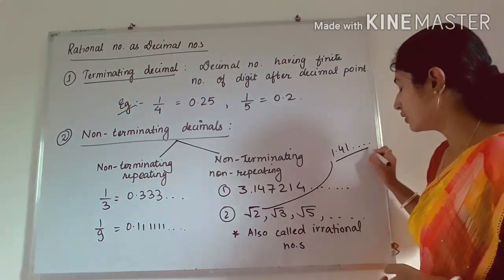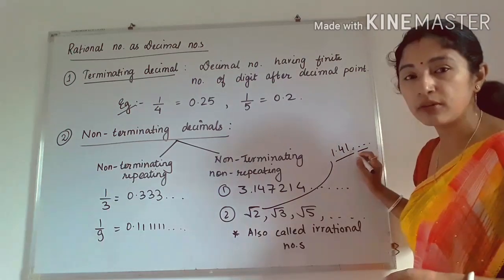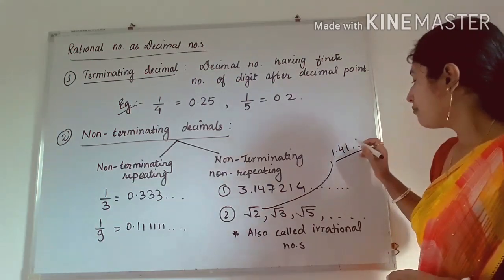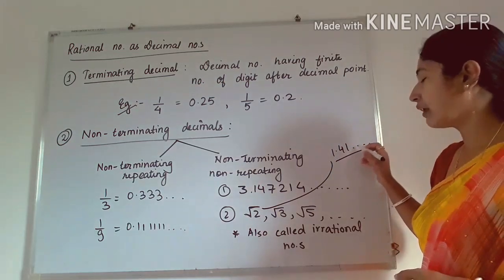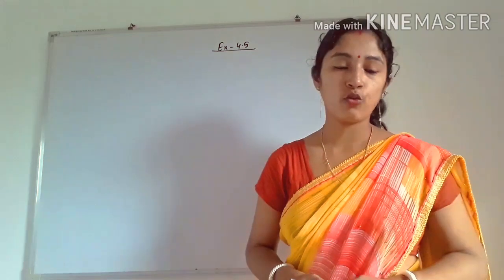Okay, so this is infinite. That means after the decimal point there are infinitely many digits present, and no number is coming again and again, which means it is non-repeating. Let's start the next exercise, exercise 4.5.